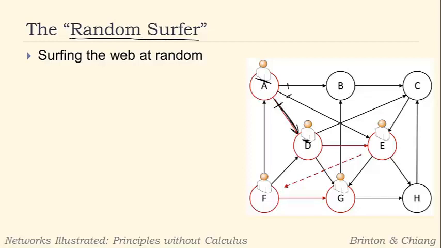And so then now we're on page D, and then again we have to choose randomly again. So we say there's 1/3 of a chance of each of these, 1, 2, 3. And so we go over to page E. And then now we're on page E.